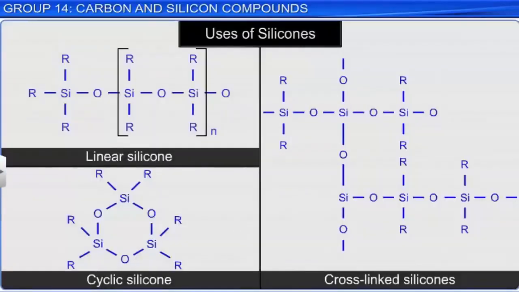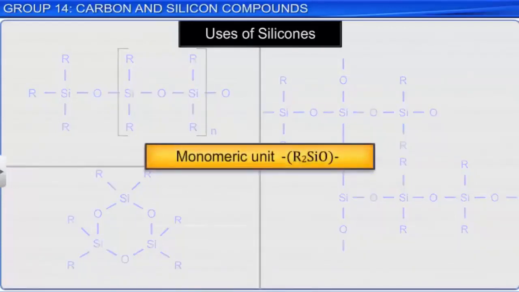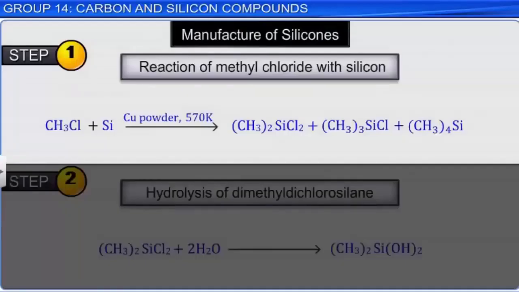Silicones are another important class of silicon compounds. These organosilicon polymers have a monomeric unit of R2SiO, where R is an alkyl group that repeats many times. Let's see how silicones are manufactured. First, methyl chloride, CH3Cl, is reacted with silicon in the presence of a copper catalyst to form methylated silicones.